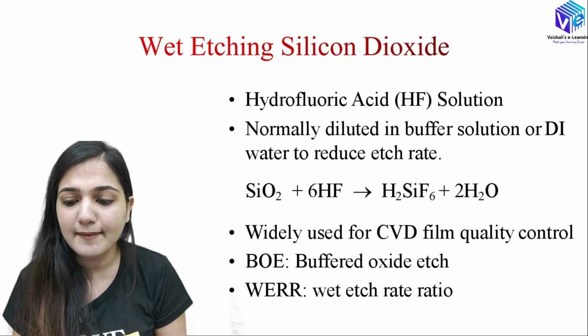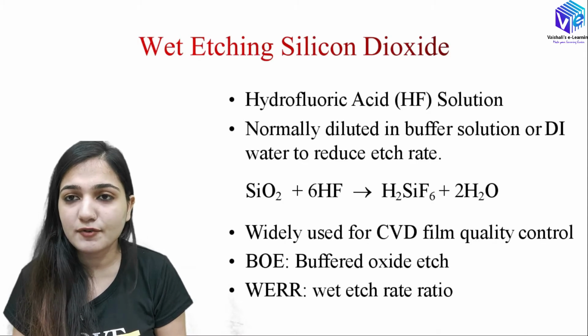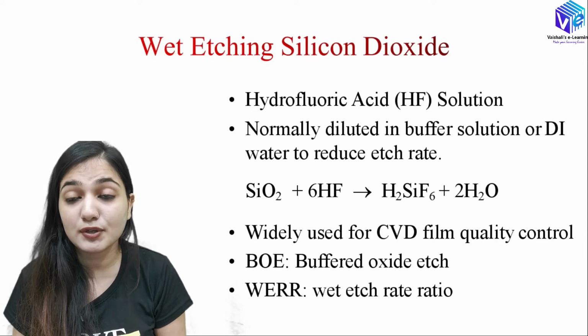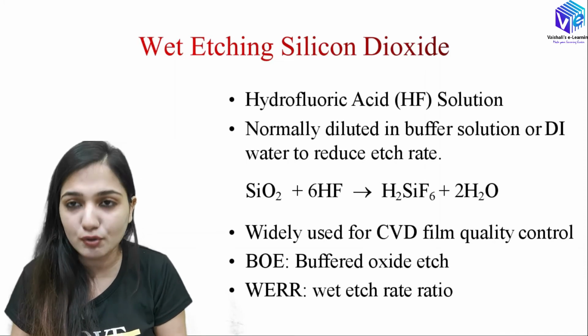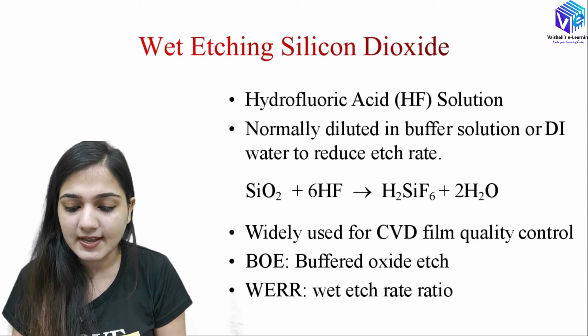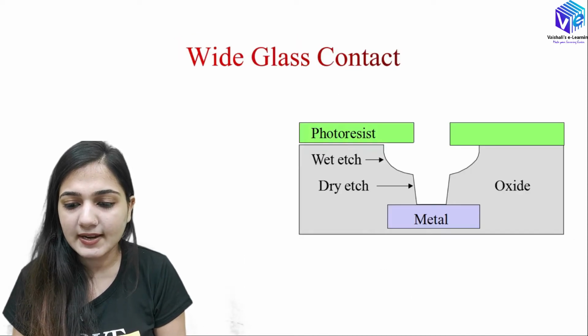So normally I am using the diluted HF, hydrofluoric acid. How do I dilute it? In the buffer solution or with the help of deionized water to reduce the etch rate. I don't want to reduce the etch rate, actually I want to control the etch rate. So it is widely used for the chemical vapor deposition, film quality control, as I have already told you, in the buffered oxide etch as well as in the wet etch rate ratio. So for all of these purposes I can easily use it.